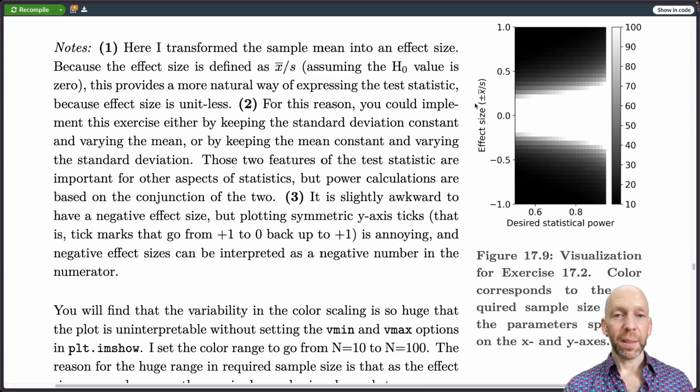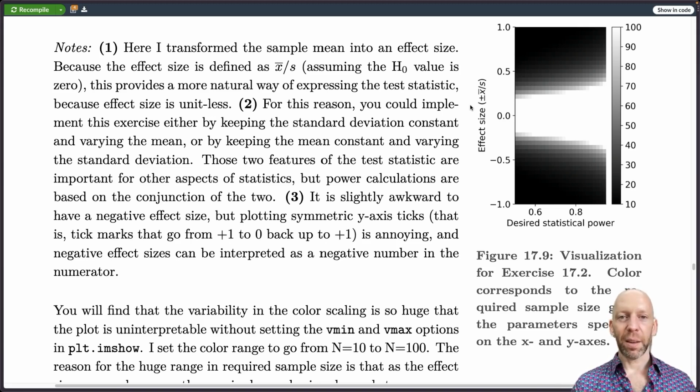Now I'm computing the effect size as the mean divided by the standard deviation. Now it's up to you. You can either keep the mean fixed and vary the standard deviation, or keep the standard deviation fixed and vary the mean. It turns out that for power calculations, those two are identical. For power calculations, certainly for a t-test, it doesn't actually matter what the mean is. It doesn't matter what the standard deviation is. What matters is the ratio of the two. So that is also something that's interesting to keep in mind.